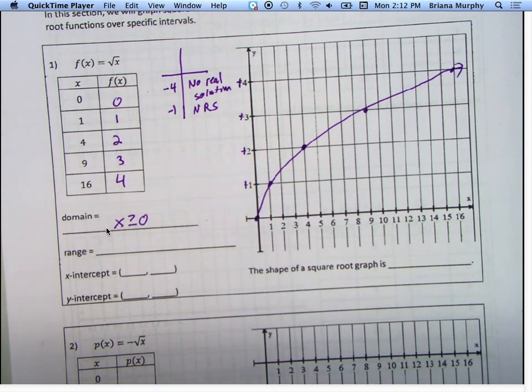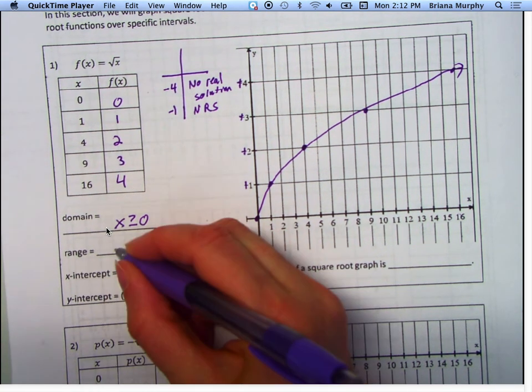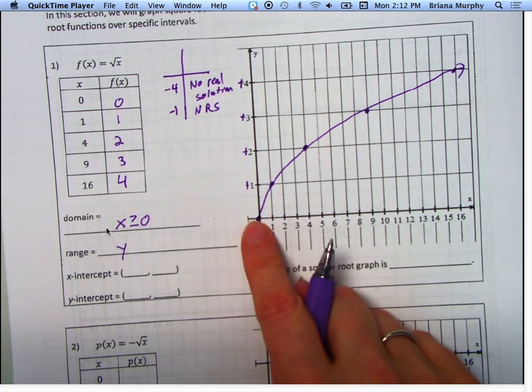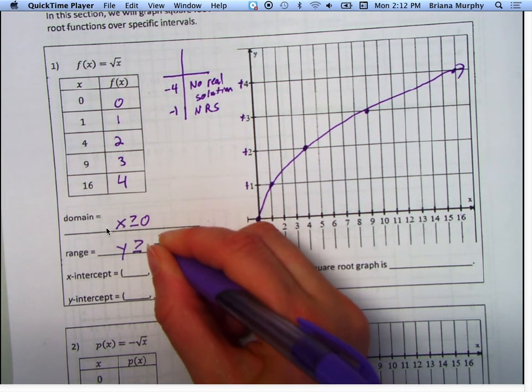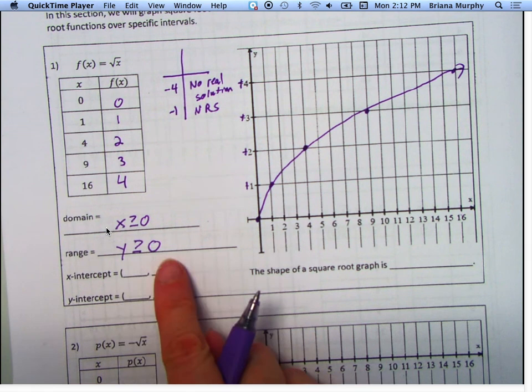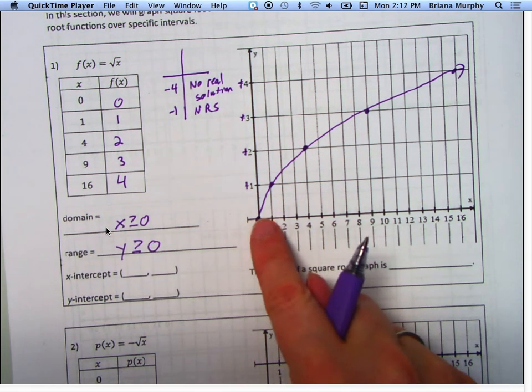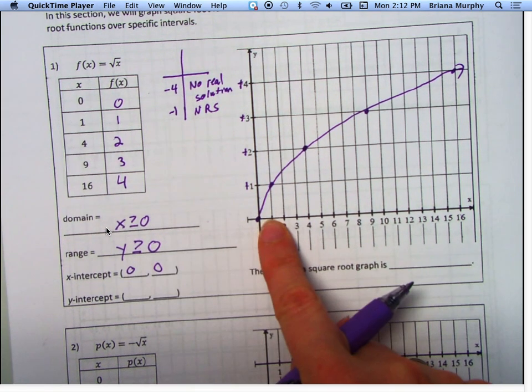We've only done one problem. What's my range? y. y is what? Greater than or equal to 0. Okay. What is my x-intercept? Where does it cross the x-axis? 0, 0. Where does it cross the y-axis in this case?